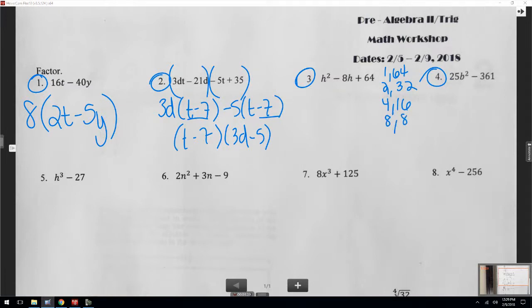Which one adds or subtracts to be negative 8? None of them. So what do we call it? Prime. There you go. Like something has to have. No, you just call it prime. It does actually, but it's an imaginary solution.